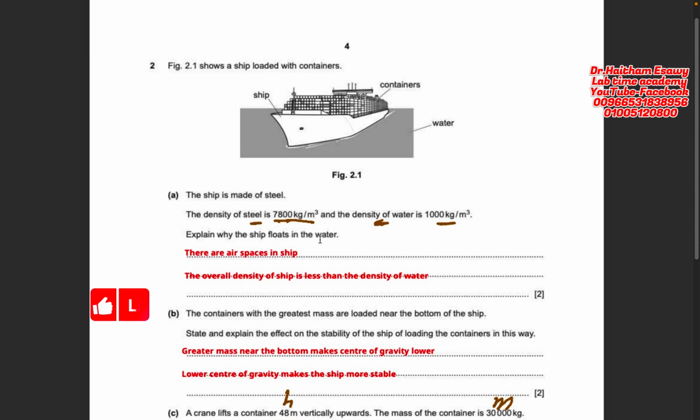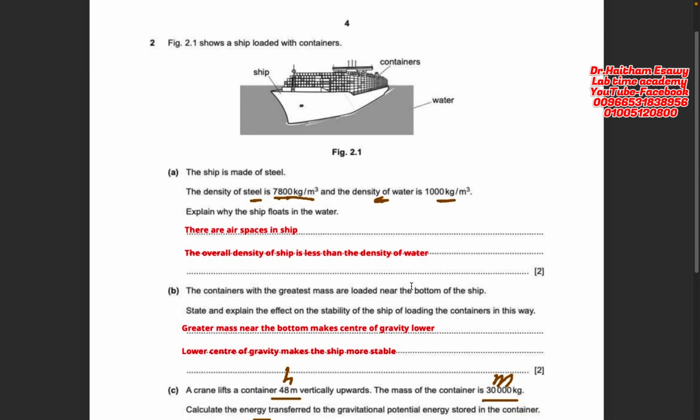Actually, the ship is not made from solid steel. Here we have some air spaces in the ship. And this means that the overall density of the ship is less than the density of the water. So there are air spaces in the ship, 1 mark, and the overall density of the ship is less than the density of the water, the 2nd mark. B.